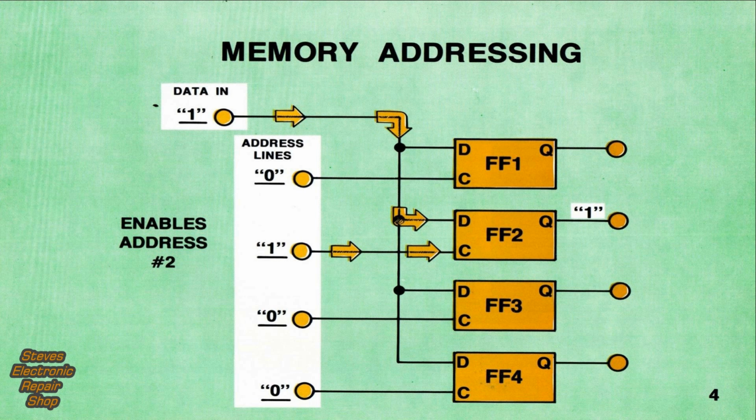To store data, we must first place it on the data in line. Then we enable the flip-flop by addressing it. For example, suppose we want to store a 1 in location 2. The data, in this case a 1, is placed on the data in line. Next, we enable or address flip-flop number 2 by placing a 1 on its address line, with the others in the 0 state. Since location number 2 is the only flip-flop that's enabled, it alone responds to the data and stores the binary 1.